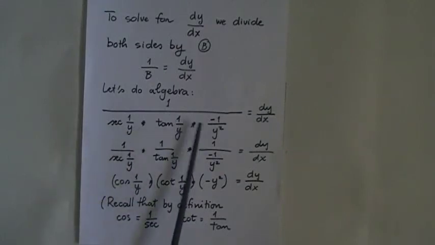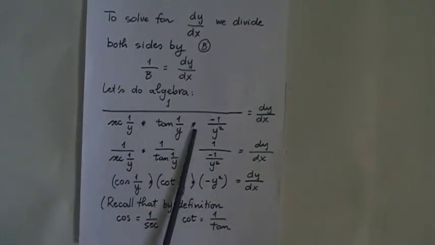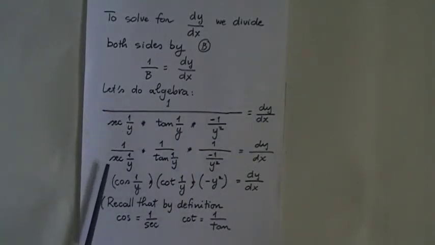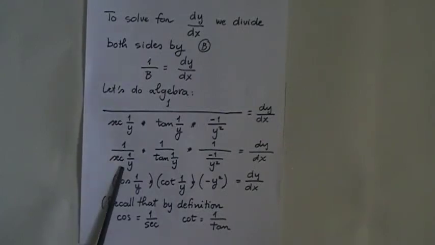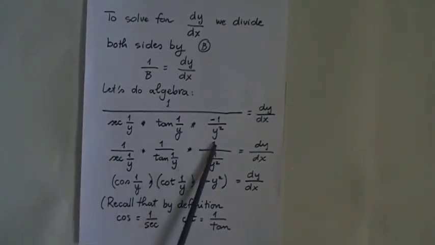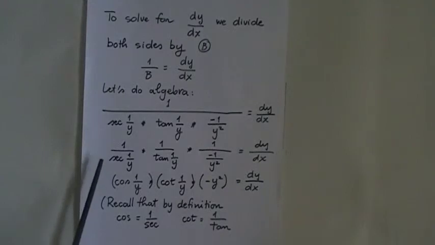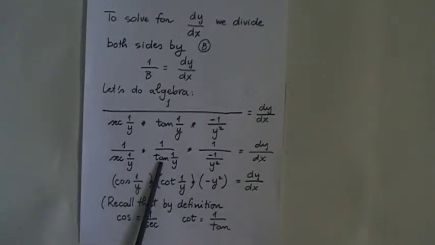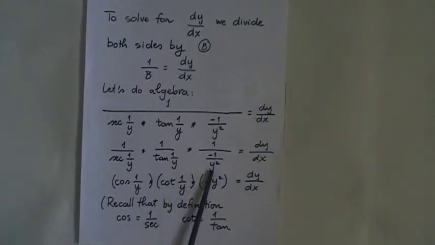Notice that this is a product. You have multiplication here and here. So you can break this big fraction into 3 simpler fractions: 1 over secant, 1 over tan, and 1 over this reciprocal here. If you recall that cosine is the reciprocal of secant, then you can have cosine here. Cotan is the reciprocal of tan, you have cotan here, and this is simply minus y squared. So when you multiply these three together, that's equal to dy/dx. That's our answer.